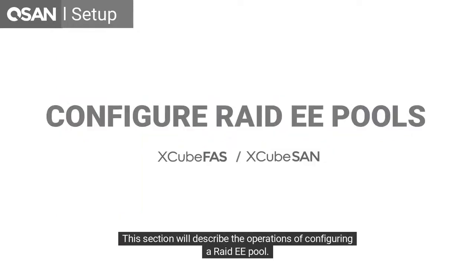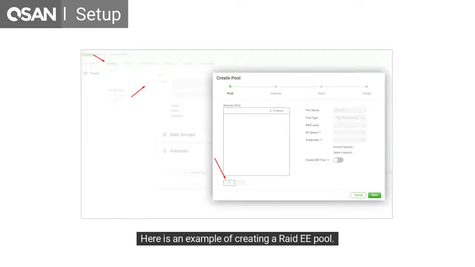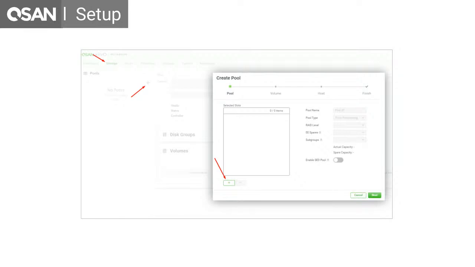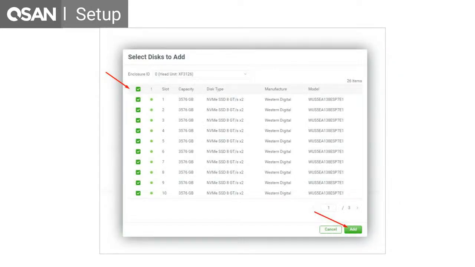This section will describe the operations of configuring a RAID E pool. Here is an example of creating a RAID E pool. Please enter the storage page and click the plus icon to create the pool. In the pool creation page, please click the plus button to select the disk. Select the disks and then click the add button.